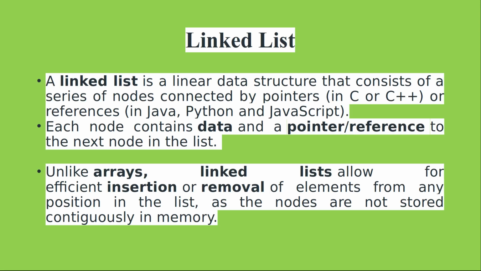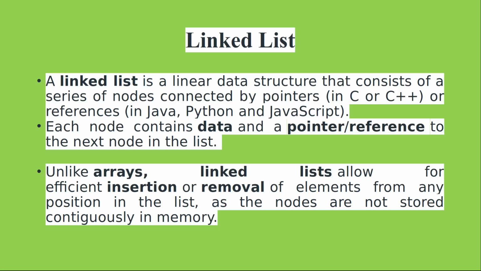So the linked list consists of two parts. Each and every node consists of two parts. One is the data. The data means it stores the information. The other one is a pointer reference. Pointer means link. One node is connected to another node.